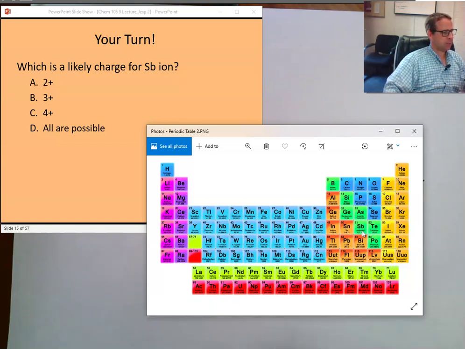Okay, Catherine, what do you think? +3. +3, that's right. Antimony would like to lose these. What is this subshell where antimony would be losing its electrons, Catherine? 4p. 4p, that's right. It would like to be losing its 1, 2, 3, 4. Actually, that's 5p, isn't it? 1, 2, 3, 4, 5p, yeah. It would like to lose its 5p's. And then after it lost its 5p's, what do you think, Katie? Which would it likely lose next? 5s. That's right, the 5s over here. All right, very good.